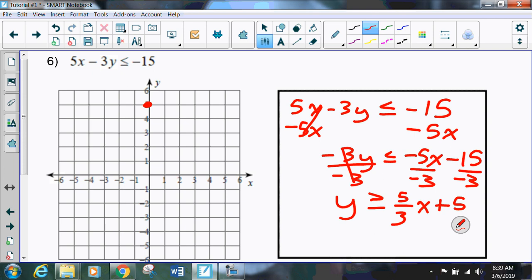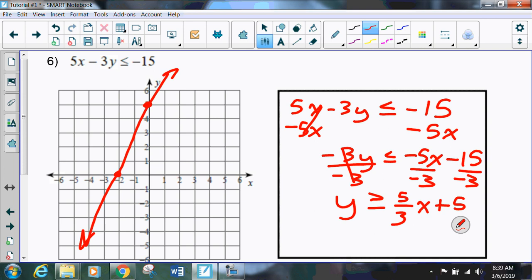So you know how we would go up 5 to the right 3? Well, let's do the opposite. Let's go down 5, 1, 2, 3, 4, 5, and to the left 3. When you do the opposite of your slope, instead of going up and to the right, if you go down and to the left, you still end up with a line that has the slope of 5/3. All right, so can I use a solid line to connect these two dots? Absolutely.